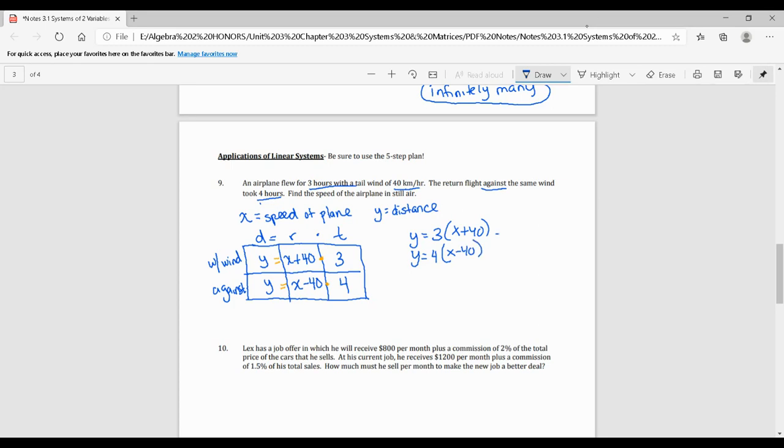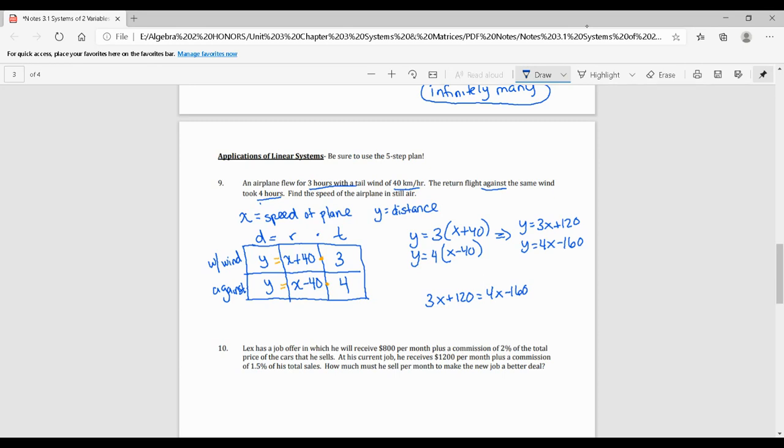From this point on, I will clean those up and distribute. Y equals 3x plus 120, and y equals 4x minus 160. Now you decide what method is best to solve. Substitution, elimination, graphing. In this case, because we have them both equaling y, I will use substitution, and I'll set them equal to each other. So 3x plus 120 equals 4x minus 160.